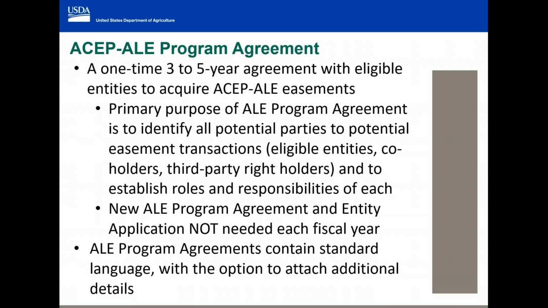But the other thing that the program agreement allows is, since it's much more based on identifying the relationships of all the potential and prospective parties, there's also the option to add additional details if the entity wants to elaborate on how particular transactions would be structured. We're not prescribing anything there, but it does include the option to go into further detail with respect to how all of the various parties would interact.